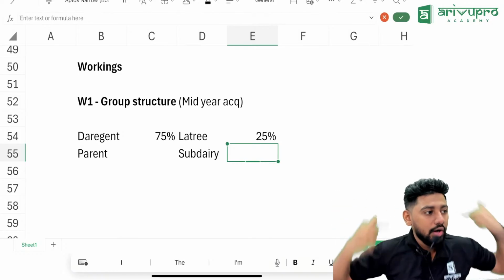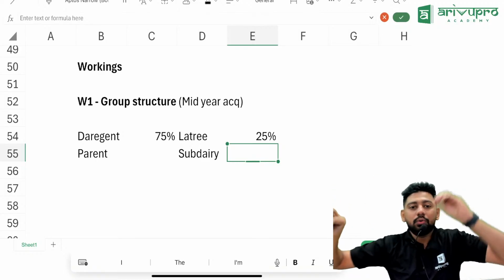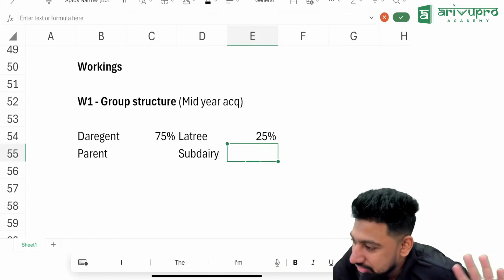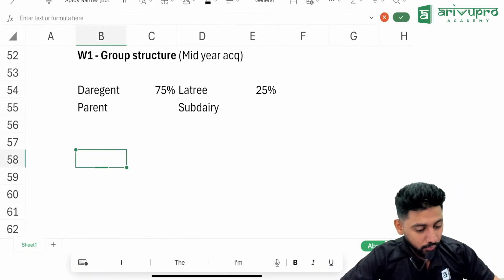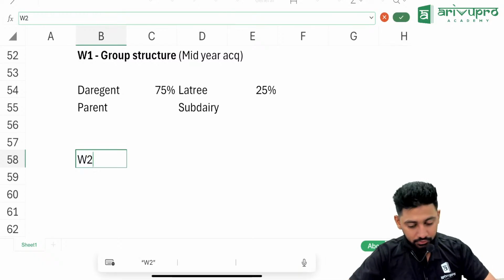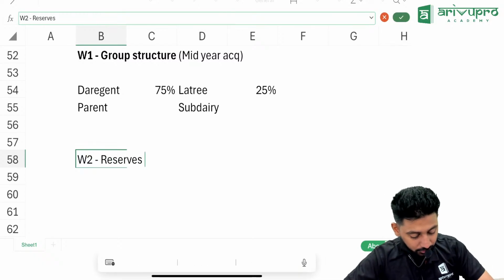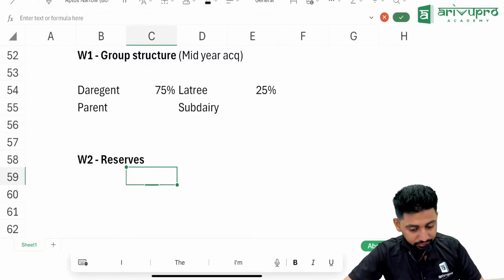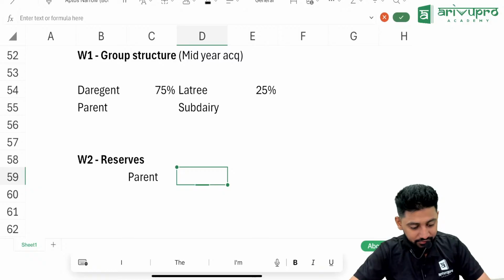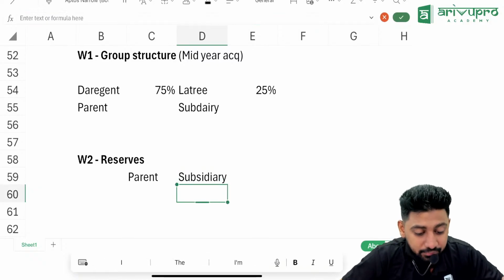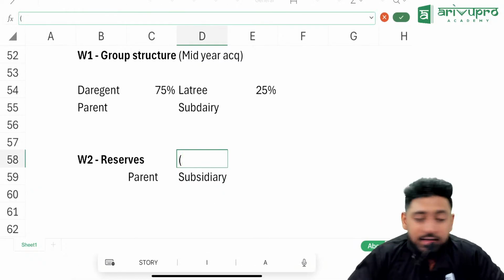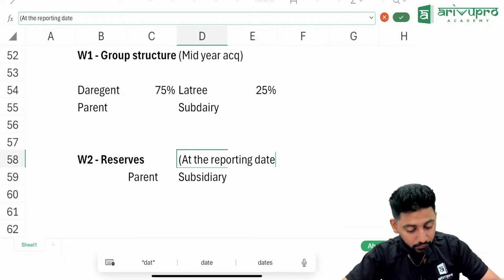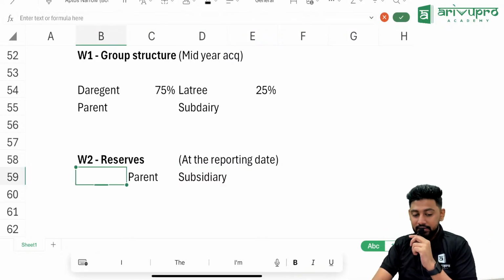Now that we're done with group structure, number two, what do I need in the exam? I need my reserves as at the balance sheet date. So working number two, reserves. When we are talking about reserves, I will need reserves of the parent and reserves of the subsidiary. But when do I need it? I need it as at the reporting date. Nothing changing.